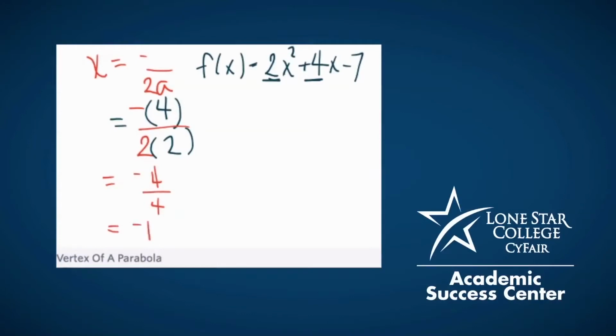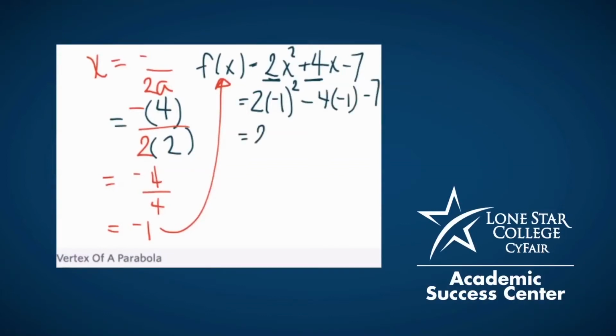Now we must find the y value, and that's going to come from substituting negative 1 into the original. So we have 2 times negative 1 squared plus 4 times negative 1 minus 7. That is 2 times 1 minus 4 minus 7, 2 minus 4 minus 7, negative 2 minus 7, negative 9. So our vertex is negative 1, negative 9.